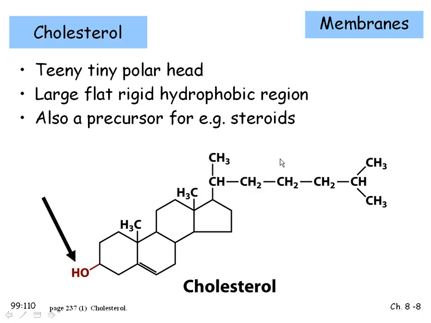Now, there's another molecule that has a very different kind of organization from the glycerophospholipids and the sphingolipids, and that is cholesterol. So cholesterol is also present in membranes. We're going to see it does a lot of things, not just in membranes. But its overall architecture is radically different from the sphingolipids and the phospholipids.